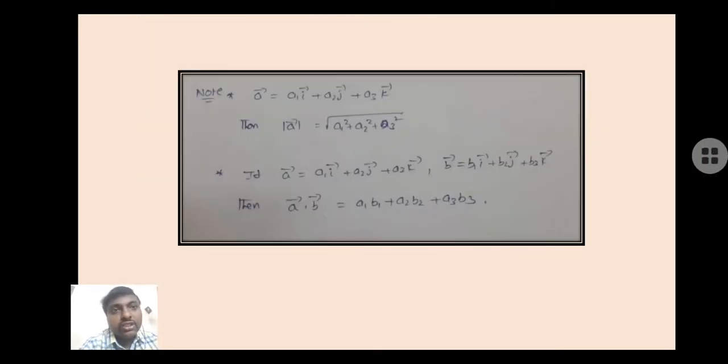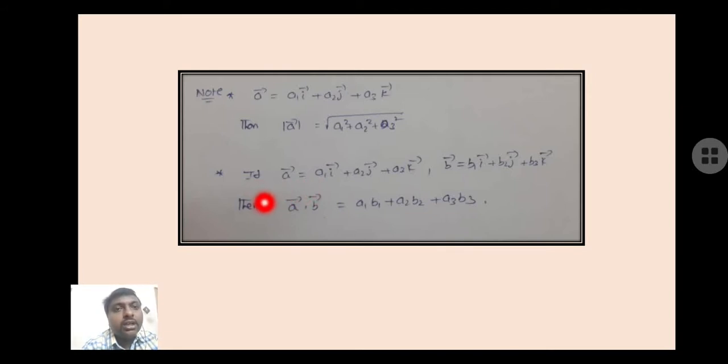Before going to the examples, I go through the note points. I can take a vector A bar equal to A1 i bar plus A2 j bar plus A3 k bar. We already know that i bar, j bar, k bar are the unit vectors in the direction of x, y, z. Then I try to find the magnitude of the vector, called the modulus of A bar. Modulus of A bar is equal to the square root of A1 square plus A2 square plus A3 square.